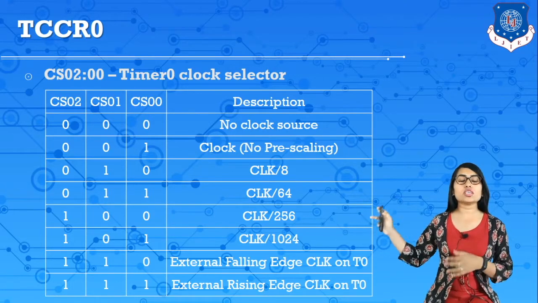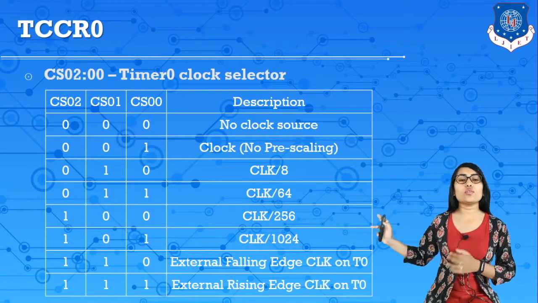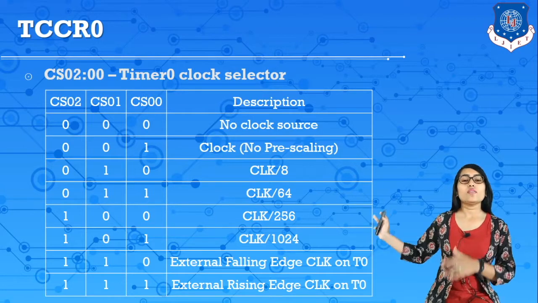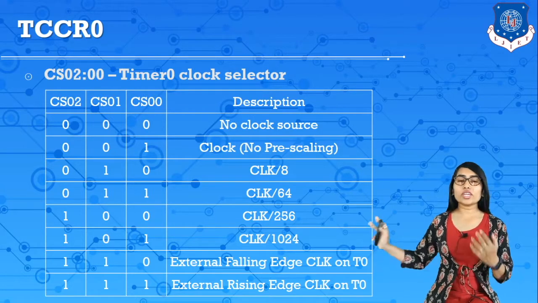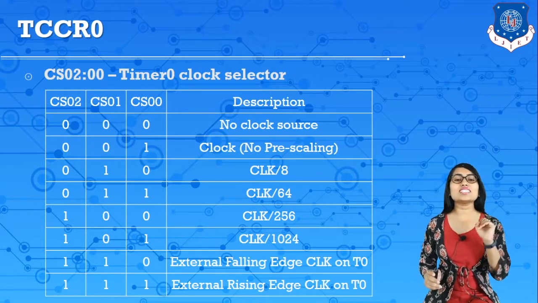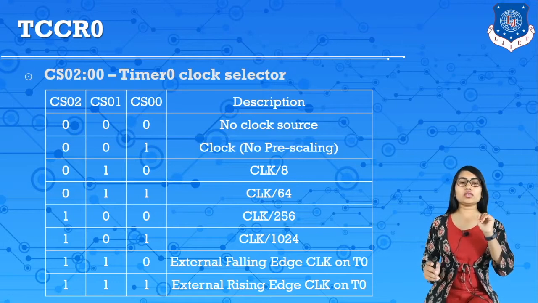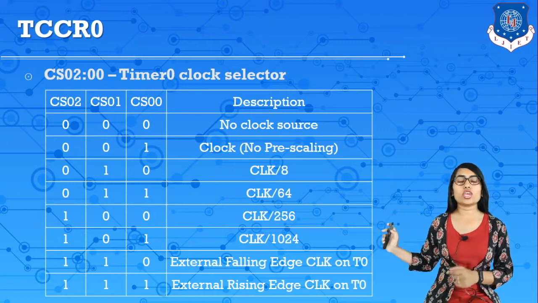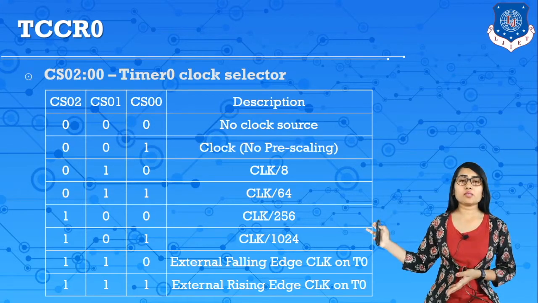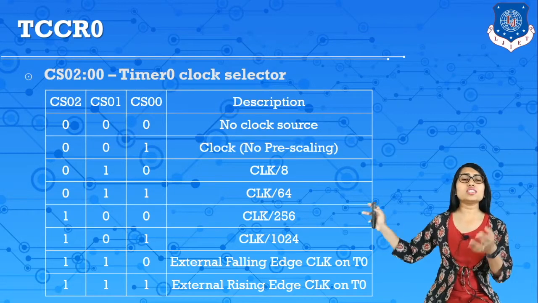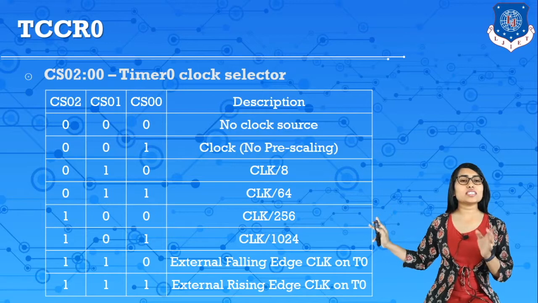So if 010, then by a factor of 8. If 011, by a factor of 64. 100, then a factor of 256. 101, then 1024. The last two, 110 and 111, are used when we want to use the T0 pin of the ATmega32, so this provides an external clock on the T0 pin. Okay, so this is the timer 0 clock selector. Generally for a normal clock, 001 is selected for CS02, CS01, CS00.